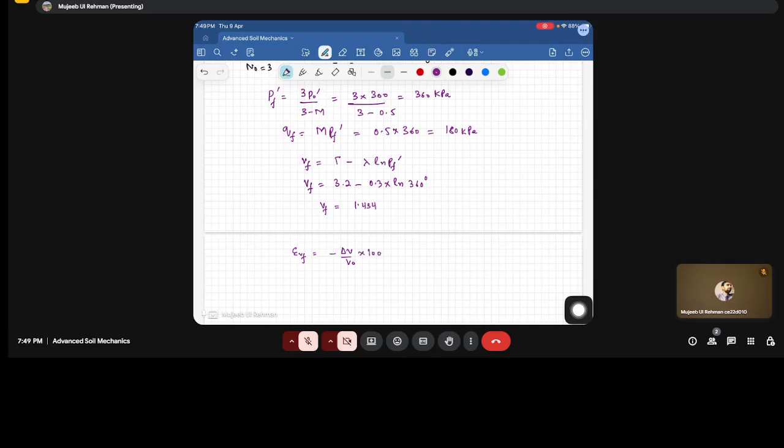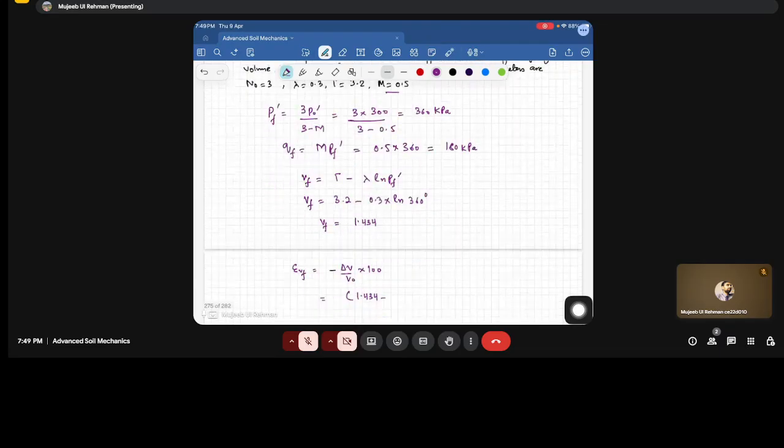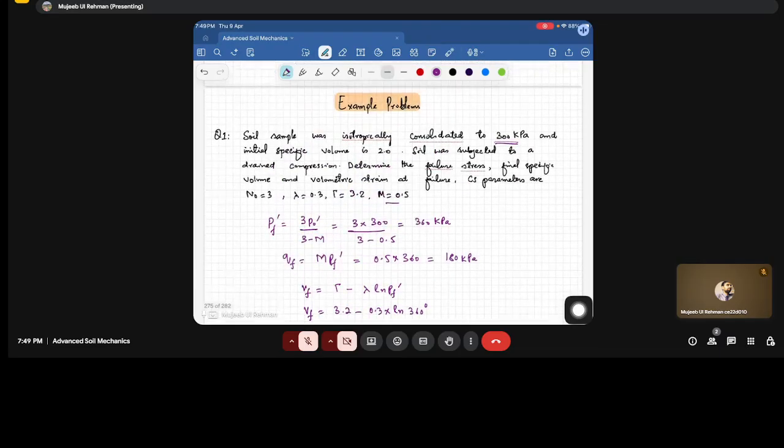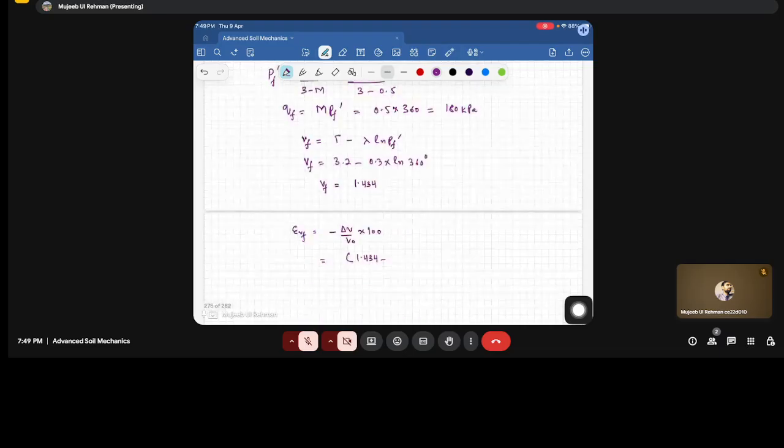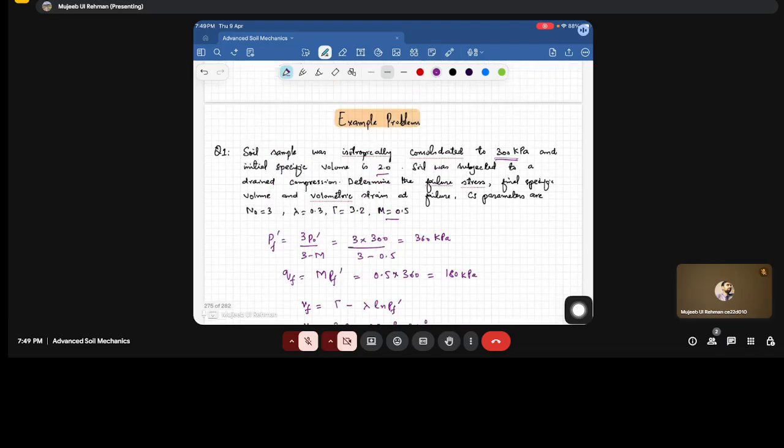Fine. So the change in the specific volume: the final specific volume is 1.434 and the initial specific volume is 2, so 1.434 minus 2, divided by the initial specific volume, that is 2, times 100. So you will get 28.3%. So this is the volumetric strain at the failure.